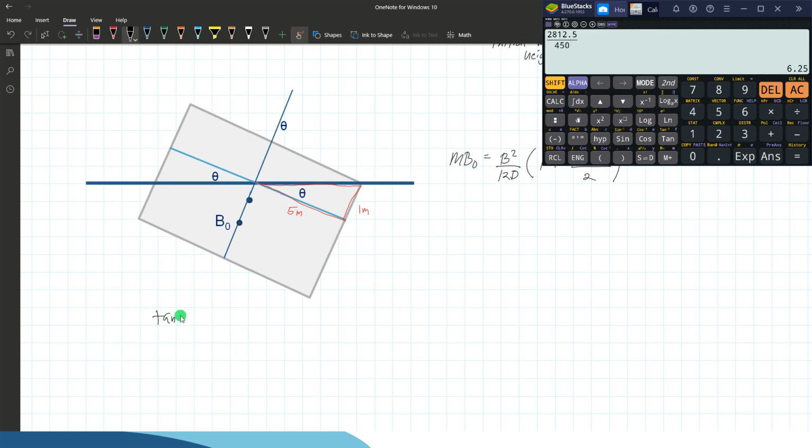So let's compute theta using the tangent function. That's opposite 1 meter over adjacent 5. So theta equals arc tangent of 1 meter over 5 meters, so that's arc tangent of 1 over 5, which is 11.3099 degrees.